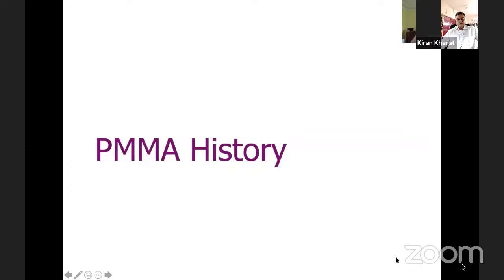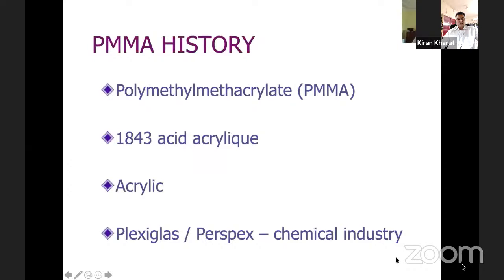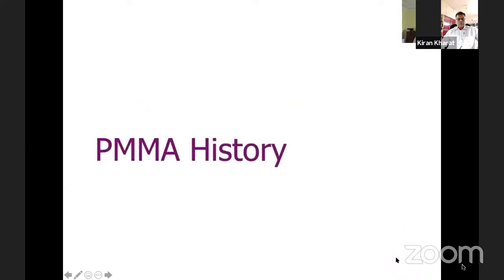So let's move back and understand the background regarding polymethyl methacrylate, or bone cement, in its own right. It is an old biomaterial, first formulated in the mid-19th century and known as acid acrylic, i.e. this very strong smelling resin. It is an acrylic, and different versions of it with a slightly higher molecular weight are prevalent within industry as plexiglass or perspex, depending on where you are in the world.